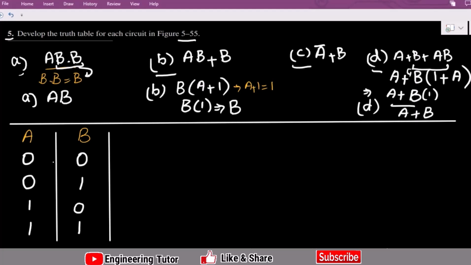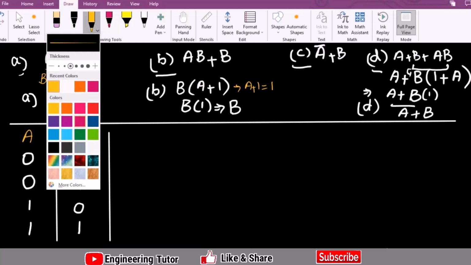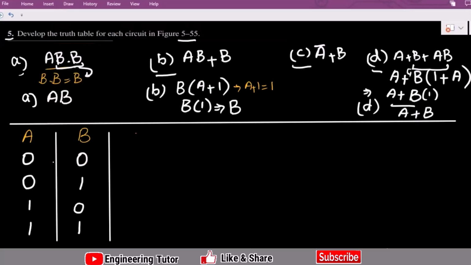So it has different combinations. For part A, let me use the orange color. Here we have this AB, this is for part A. So AB is 0, 0, 0, 1. You can see that 0 multiplied by 0 is 0, and so on. So this is the truth table for part A.